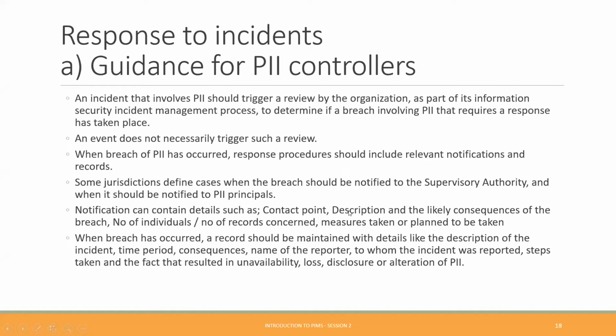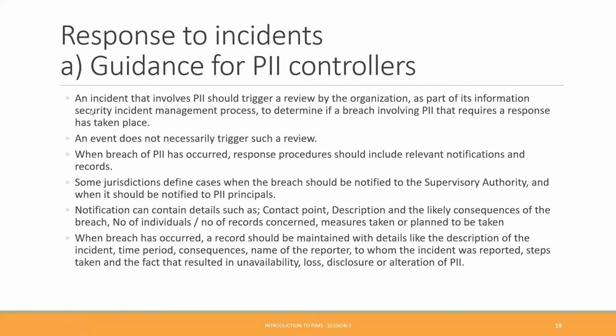What are the things that should be part of the notification? It should include the description of the breach, who the contact point is, the possible consequences of that breach, how many individuals got affected, or how many rows got affected, and the measures taken so far or planned to be taken. The information has to be recorded also. Internally, we need to record every piece of information related to that breach. This is going to help us as evidence later when there is any PII audit conducted.